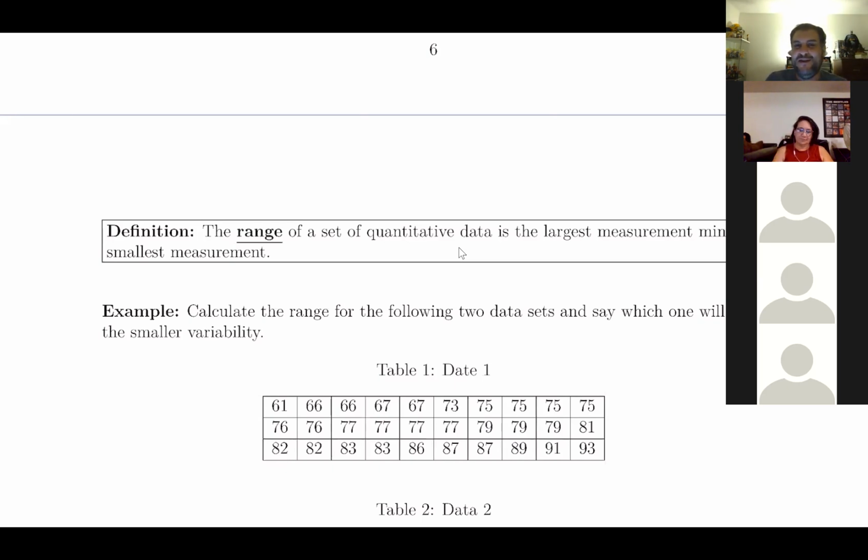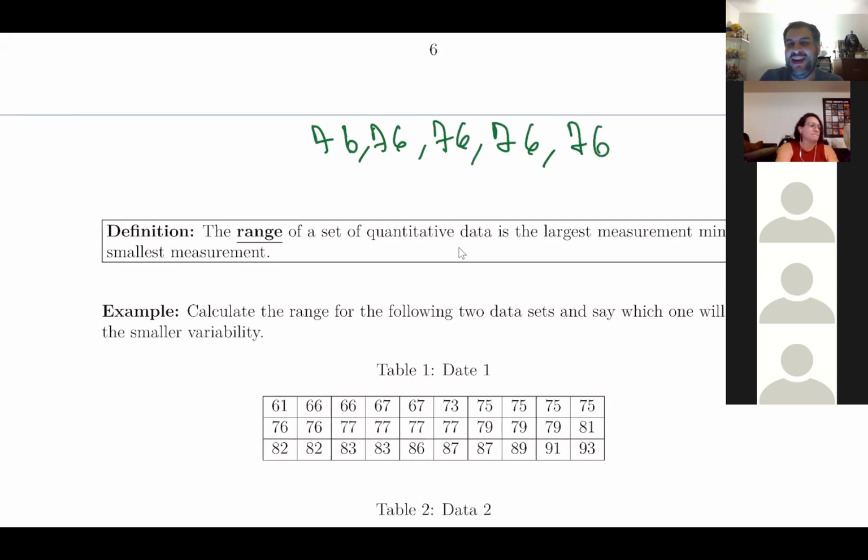The lowest it could be is 0. Say I have a test and everybody on the test happened to get 76. There is no variability, because the highest number and the lowest number are the same number. The range is 76, the highest number, subtracted from 76, the lowest number, and you get 0. So that's the lowest it could be. If your range is ever equal to 0, that means all the numbers are the same.